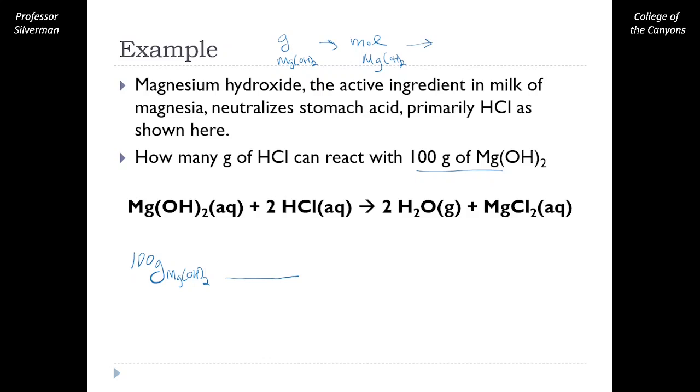Our second step can be to convert to the chemical that we care about. In this case, they're asking us about HCl. Let's convert over to HCl instead of MgOH2. Lastly, we're asked in units of grams, not in units of moles, so we can convert over to grams of HCl instead of moles.